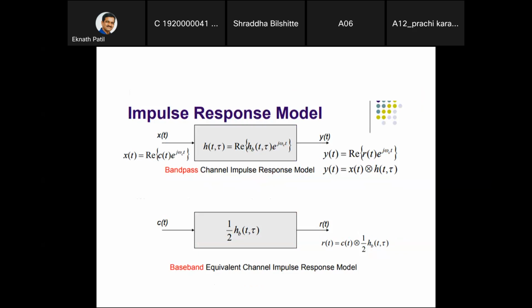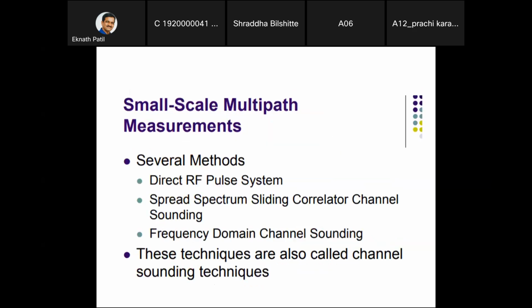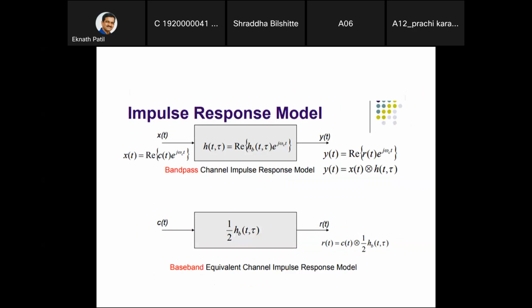The upper one is the bandpass channel impulse response, and the baseband channel is the response to the information signal, that is c(t) convolved with 1 by 2 h_b(t,τ). So it is a process of convolution where we consider the impulse response of the medium, which is the one thing we have to keep in mind, and convolve it with the transmitted signal, and that is the received signal at the receiver side.